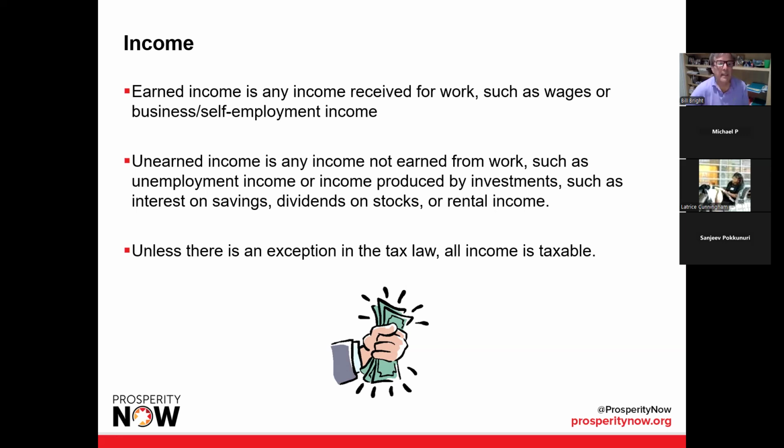And again, important to note that unless there is an exception, all income is basically taxable. Even found money is taxable. Money earned in a business that is illegal, like drug dealing or selling stolen goods, is reportable. I mean, that's how they got Al Capone.